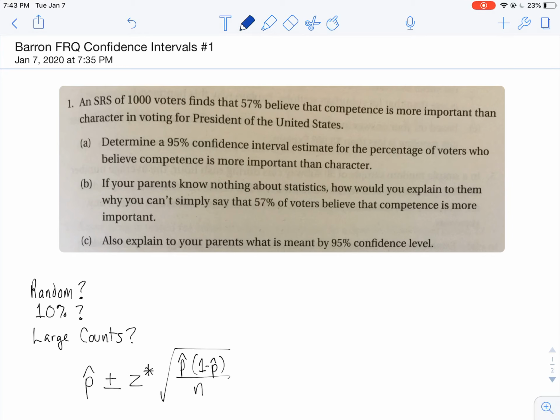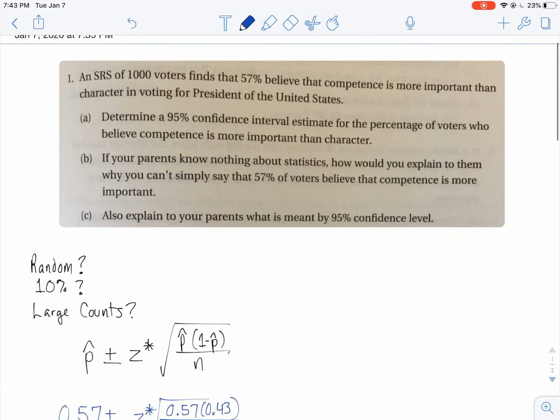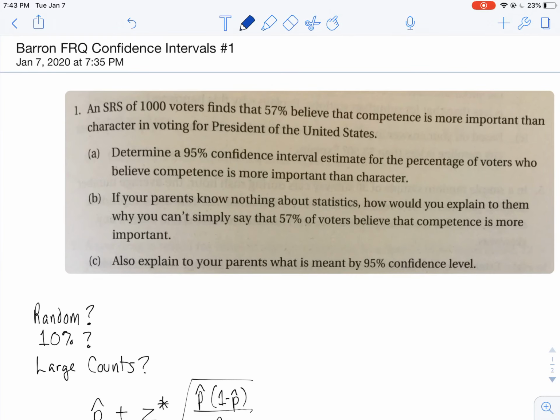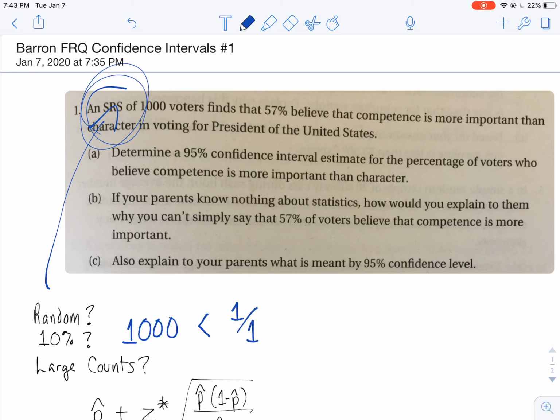Before I jump into a confidence interval, I want to make sure that my conditions are met. Always make sure your conditions are met. That's important. So first condition, is it random? Yes. How do I know? They tell me it's an SRS right up here. That works. 10% condition: is 1,000 less than 1/10 of all U.S. voters? I think it's safe to say that 1,000 is less than 10%, so we are good there.